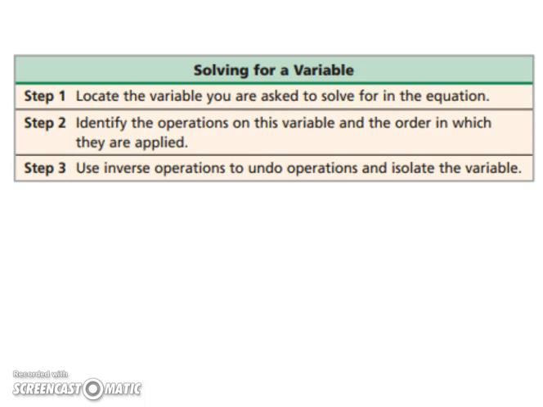So step 1, locate the variable you are asked to solve for in the equation. Step 2, identify the operations on this variable and the order in which they are applied. Step 3, use inverse operations to undo operations and isolate the variable. Let's look at this first one in its entirety.